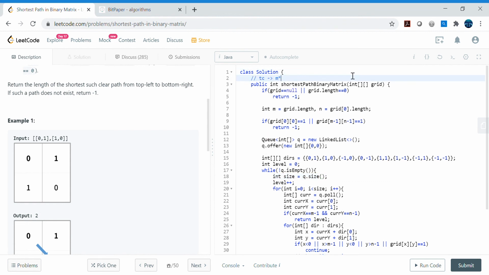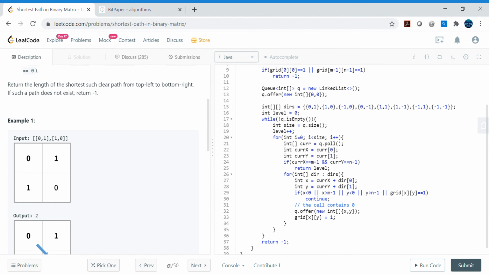Time complexity wise, it will be m into n. Space complexity wise also m into n, because in the worst case we have to visit all the cells of the matrix, right? So m is the rows count and n is the columns count, then it will be m into n. And for space complexity, we are maintaining the queue here, so in the worst case we have to store the whole matrix in the queue. Basically we are just going through and storing the coordinates, but in the worst case we have to go through each and every cell of the matrix. So this will be m into n.